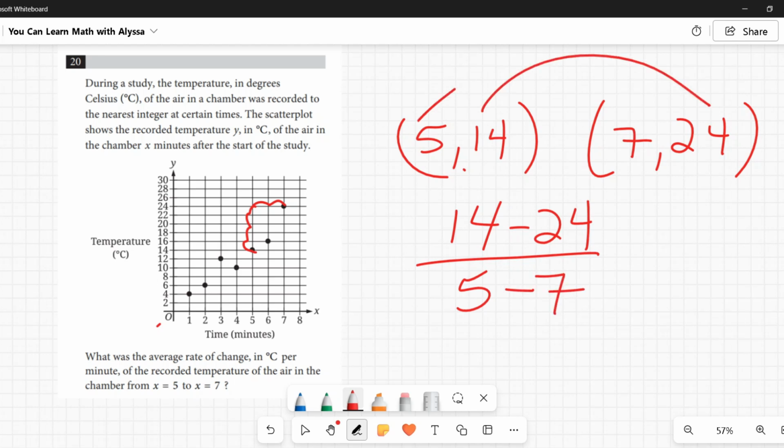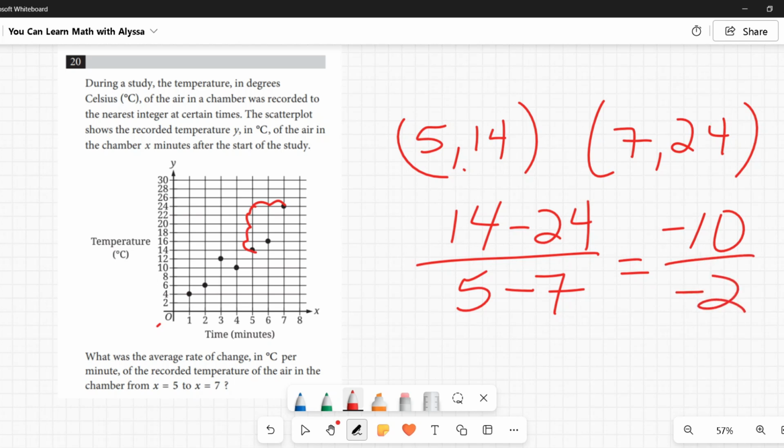14 minus 24 over 5 minus 7. Just make sure you're going in the same direction each time. You can pick either pair to start with. You could have also gone 24 minus 14 over 7 minus 5. Same difference. So 14 minus 24 is negative 10. 5 minus 7 is negative 2. Negative 10 divided by negative 2 is positive 5. And that's it. 5 is your answer.